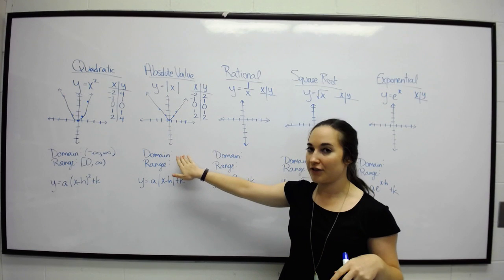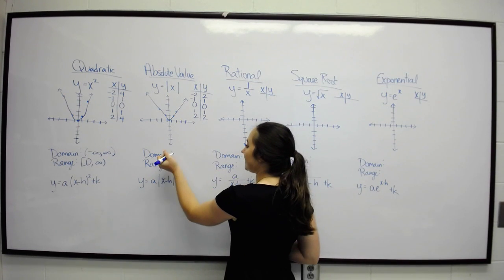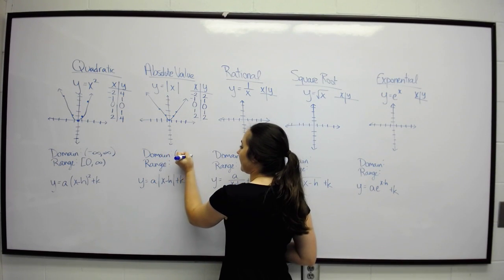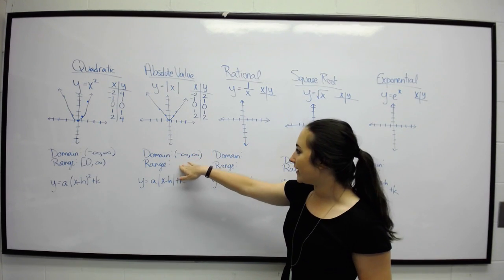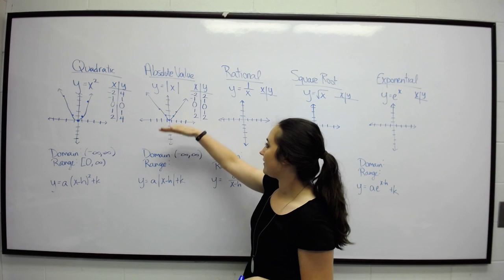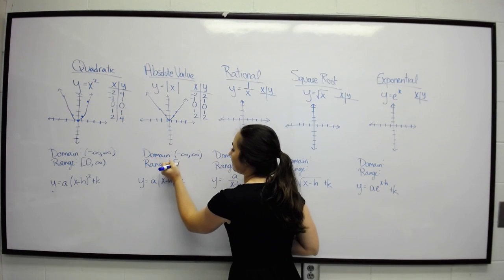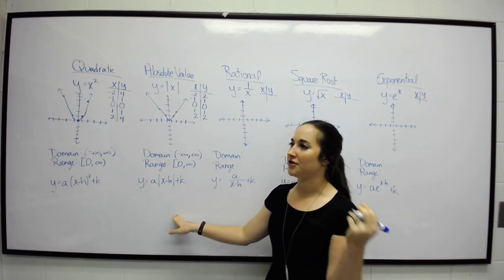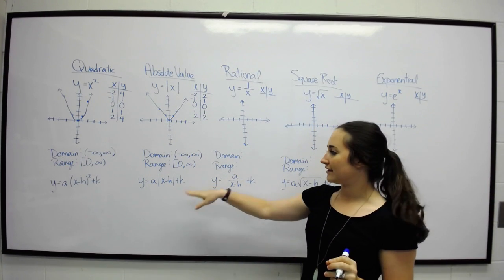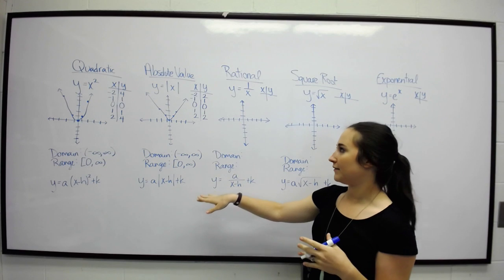So let's talk about the domain. The domain here, I can plug in any real number and I will get a real number value back. The range is from bottom to top, so I would get from 0 to infinity. So these two are similar, but they do have slight differences that make them not the same function.